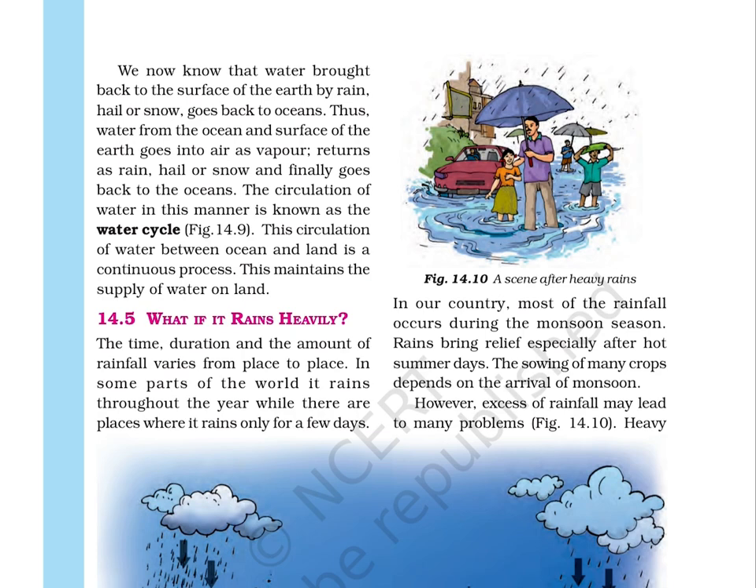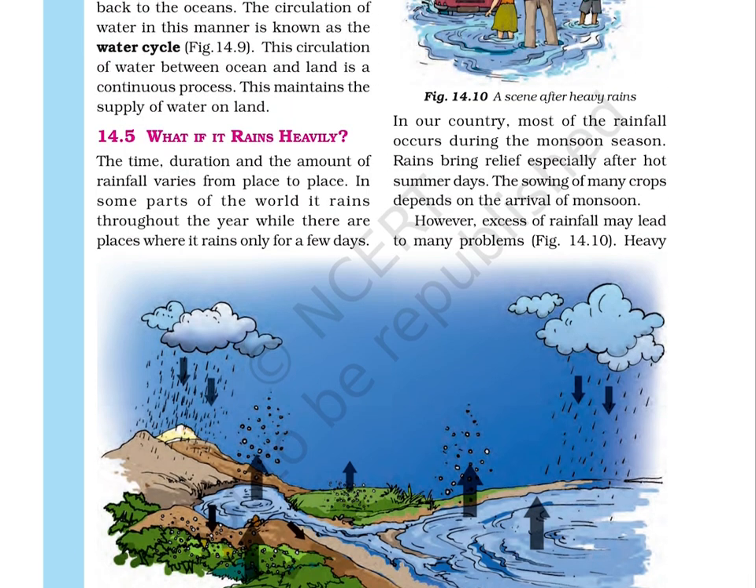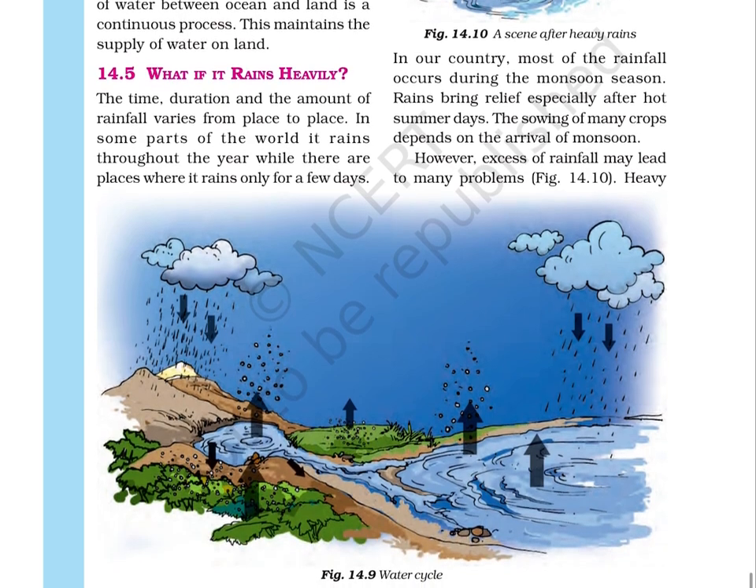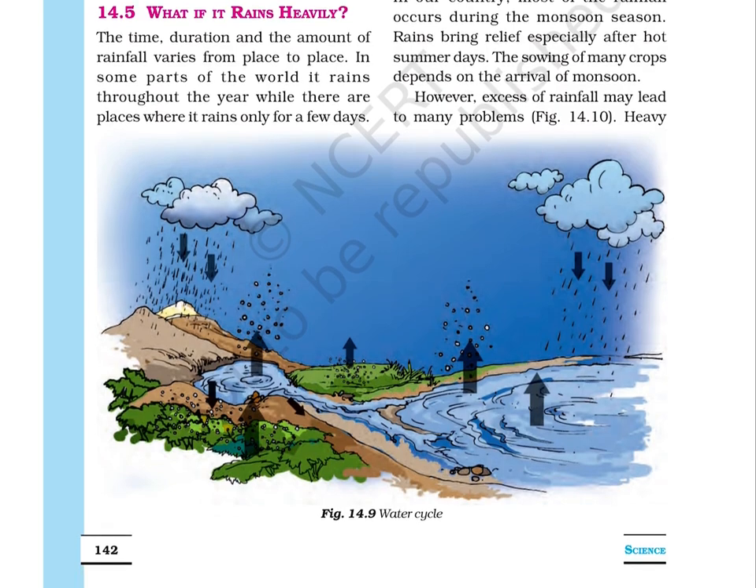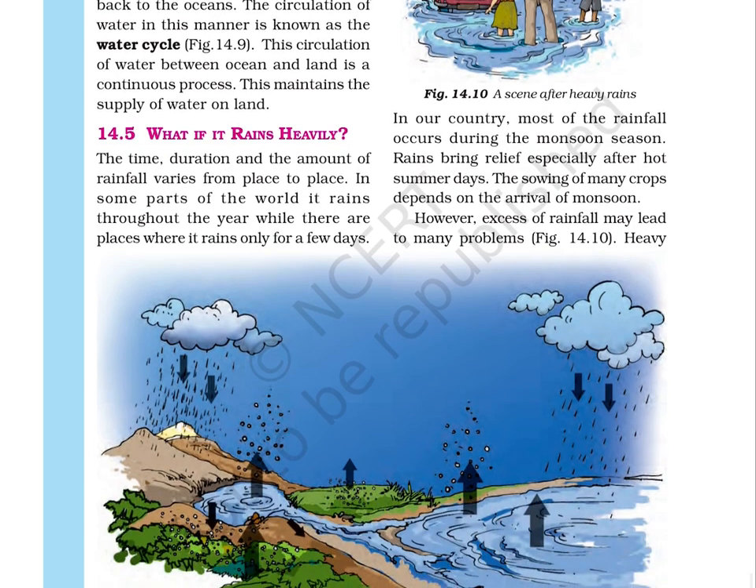14.5. What if it rains heavily? The time, duration, and the amount of rainfall varies from place to place. In some parts of the world, it rains throughout the year, while there are places where it rains only for a few days. In our country, most of the rainfall occurs during the monsoon season. Rains bring relief, especially after hot summer days. The sowing of many crops depends on the arrival of monsoon. However, excess of rainfall may lead to many problems.